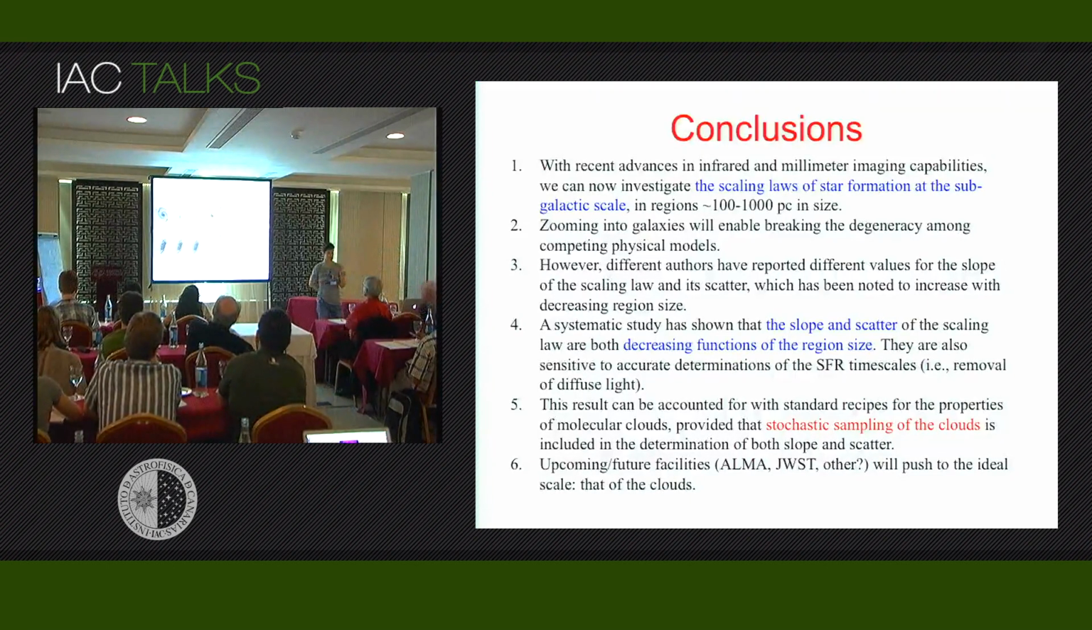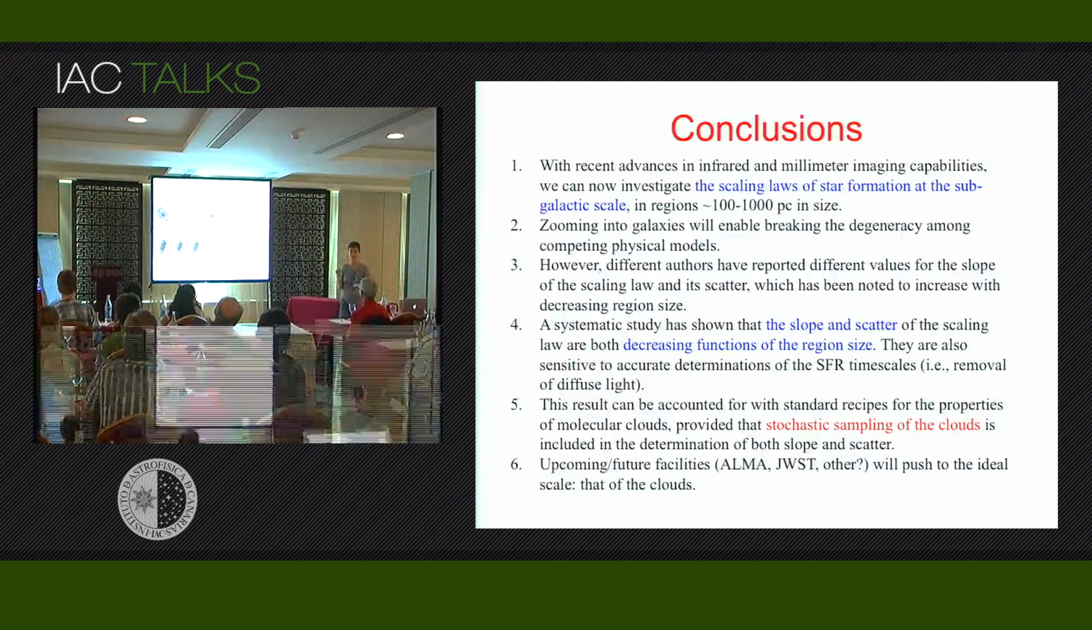So to conclude, since I was given the 5 minutes warning, we are in a position now to actually go inside galaxies and look at the scaling laws of star formation on a region-by-region basis. We're not yet at the cloud-by-cloud basis, except for the closest galaxies, but at least we have regions that are between 100 parsecs and 1 kiloparsec in size, or a few hundred parsecs to a kiloparsec in size.